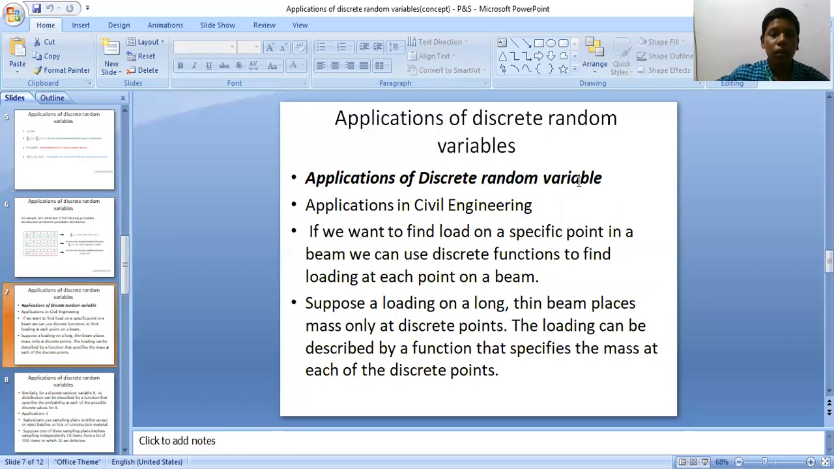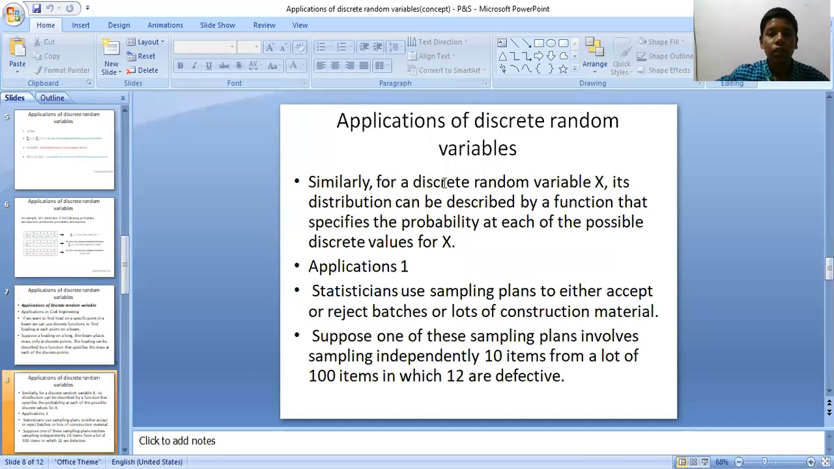Applications of discrete random variables. Applications in civil engineering. If we want to find the load on a specific point in a beam, we can use discrete functions to find the loading at each point on a beam. Suppose a loading on a long thin beam places mass only at discrete points. The loading can be described by a function that specifies the mass at each of the discrete points. Similarly, for a discrete random variable X, its distribution can be described by a function that specifies the probability at each of the possible discrete values for X.